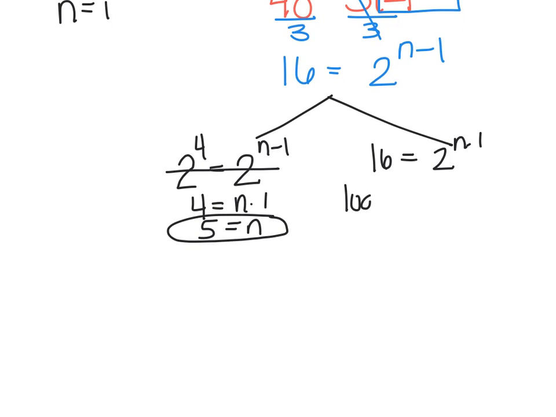So if I log of 16, now I have to use properties. I have to bring that whole exponent down, so watch your parentheses. N minus 1 log of 2. Okay, we've been doing that for quite a while now. I'm going to divide over the log of 2.